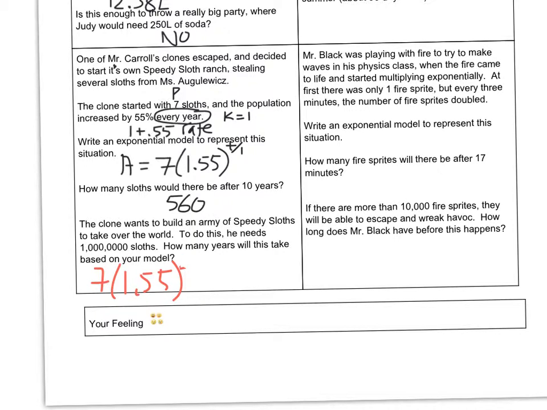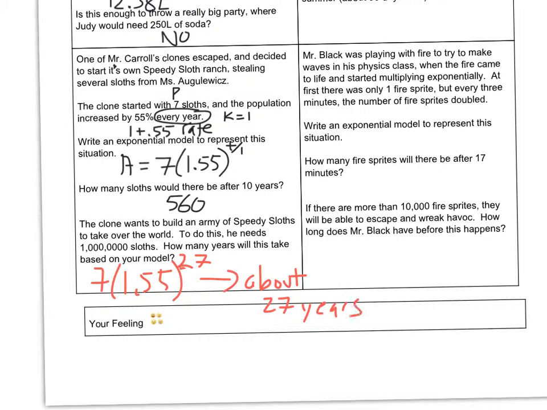Maybe 27 or even 26 point something. Let's try 27. When I plug that in, we get 963,948. So that's pretty close to 1 million. So it's about 27 years.